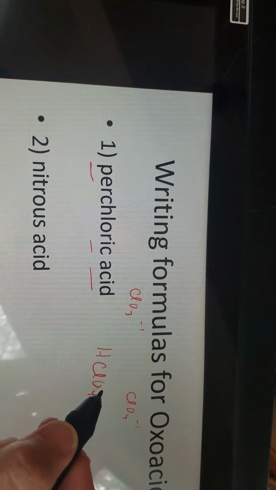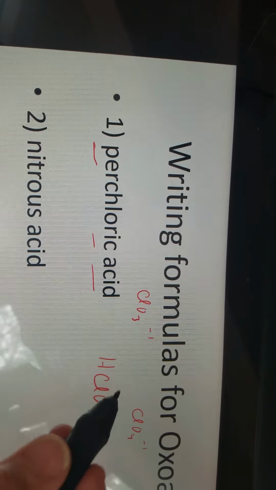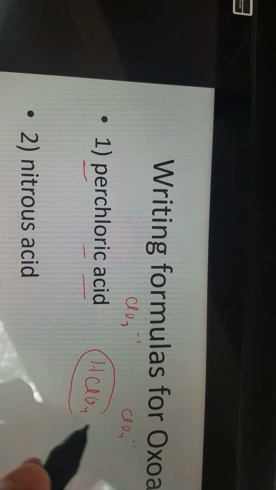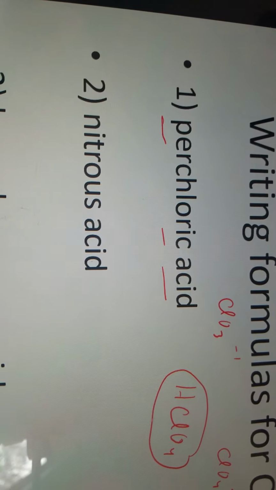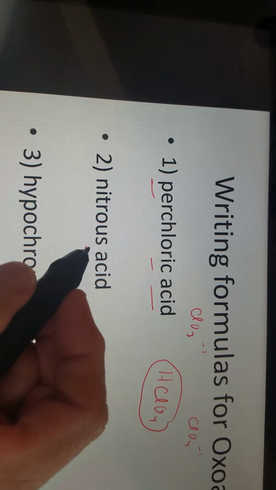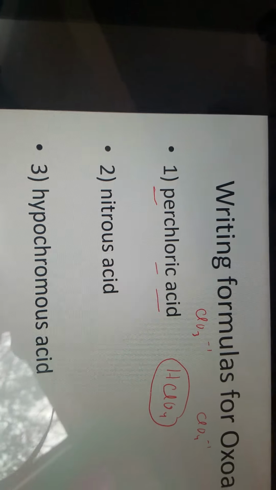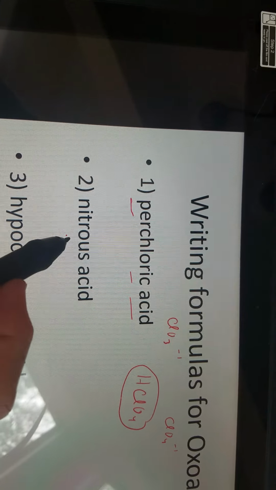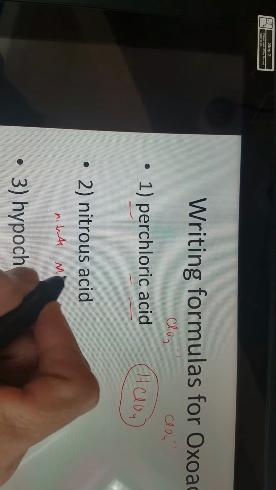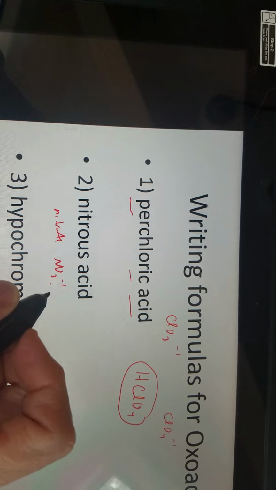Again, checking to see if I need subscripts. So this whole thing has a -1 charge. Hydrogen's a +1. I do not need additional subscripts for the perchloric acid. So it'll be HClO4. For the nitrous acid, my standard polyatomic ion that looks most like this would be the nitrate ion. So nitrate, remember, is NO3 with a -1 charge.